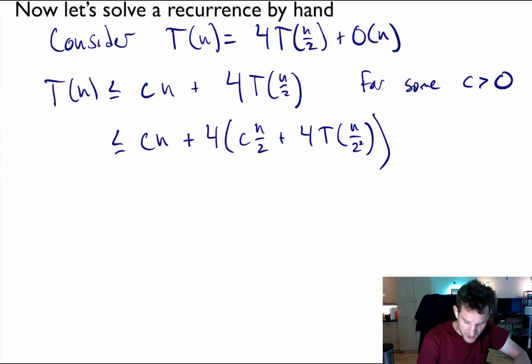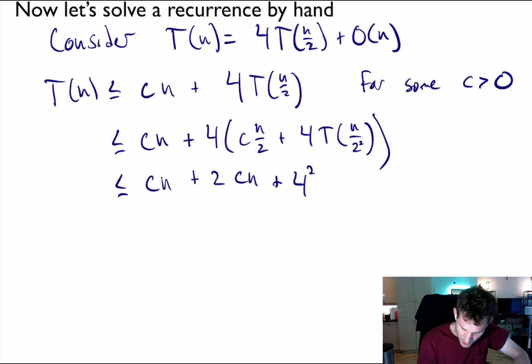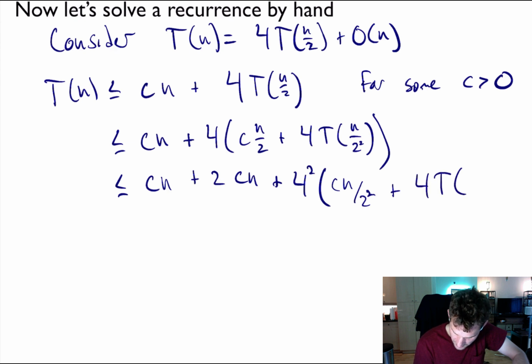Okay, let's keep expanding and organize some of our terms. I'm going to write this as Cn plus 2Cn. That was from the 4 and the divided by 2. Plus 4 squared, and now I'm going to expand this out further. This is now Cn over 2 squared plus 4 t times n over 2 cubed, right? We get another factor of a half there.